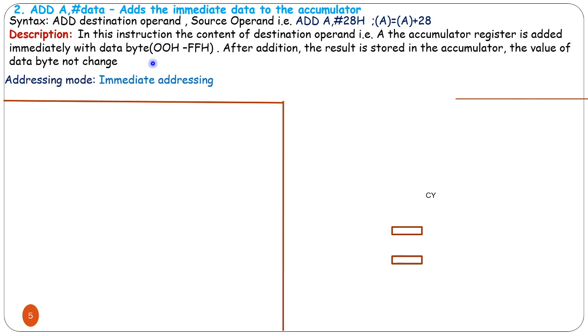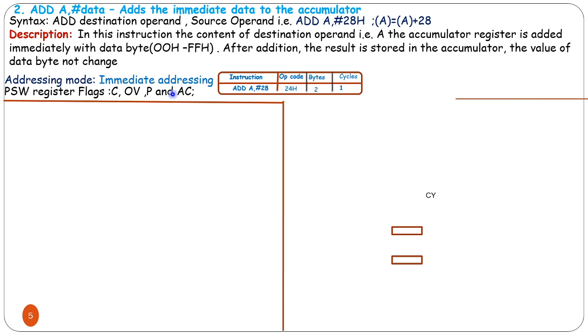This instruction belongs to immediate addressing, and the PSW register flags, carry flag, overflow flag, parity flag, and auxiliary carry flag get changed. This instruction has the operation code 24H, and it needs 2 bytes and 1 machine cycle. The next one is before execution.